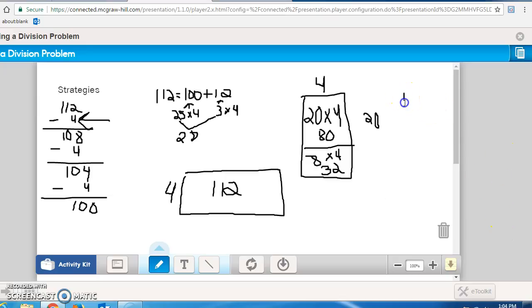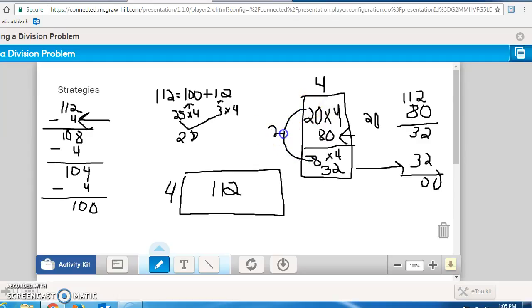So I would take 112, excuse me, minus the 80 that I came up with here, which gives me 32. And then again, the 32 I came up with here, I subtract from that 32, and I get 0. So what is 20 plus 8? Again, 28. So no matter how I do it, I am still coming up with the same answer.